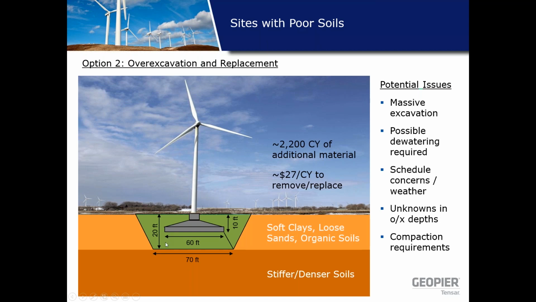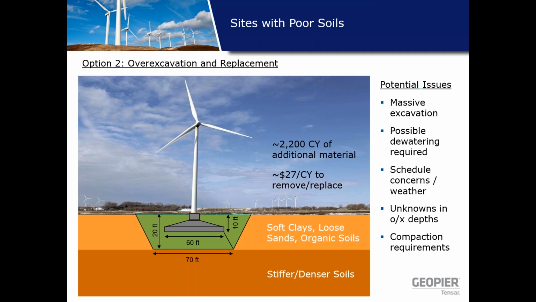you can't simply just remove a block of soil under the foundation. You also have to remove soil within the zone of influence of the foundation. So imagine a line coming down at a 1-to-1 from the edge of the foundation. Now to have a safe excavation, you have to come back at a 1-to-1. That additional removal of material for this scenario right here is 2,200 cubic yards of material. If you assume $27 per cubic yard to remove and replace the additional material, that's a cost of about $60,000. And that's only accounting for the fact that you're removing and replacing material.